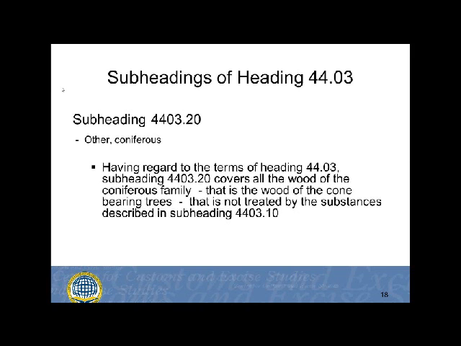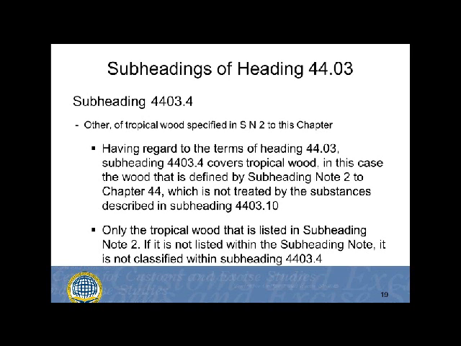All of these types of trees have cones. Their seeds are in the form of cones. Once the products of subheading 440320 have been accounted for, the next step is to examine what is covered by the terms of the next 1-dash subheading, which is subheading 44034. There is no subheading 44033.